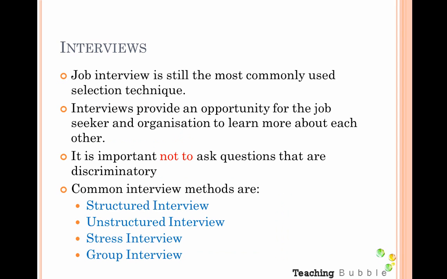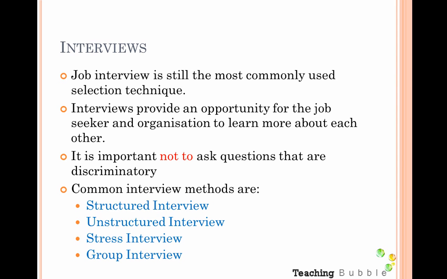Now, interviews. Job interviews are still the most commonly used selection technique. The research shows that. And interviews work both ways. They provide an opportunity for the job seeker and the organisation to learn more about each other. So the person that's being interviewed also wants to find out about the job and about the organisation, so they're also interviewing the organisation. So it's important that you understand it works both ways. And if you think about it that way, if you're ever going into an interview, that often reduces some of the anxiety that you have.